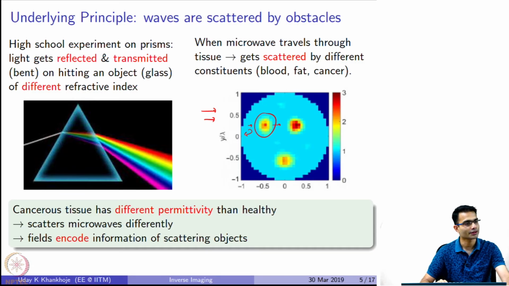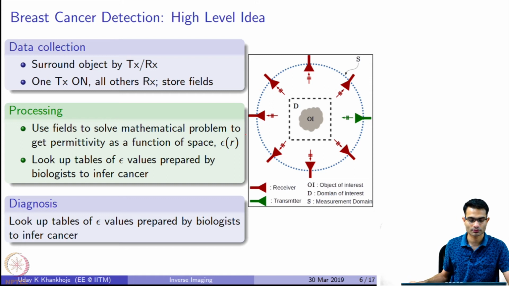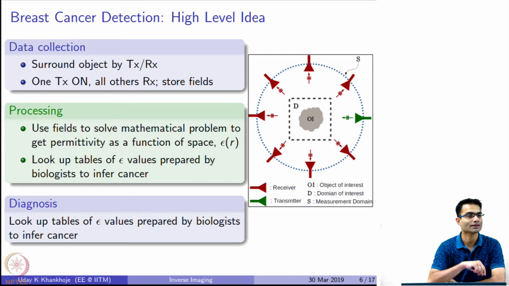Reflection will occur from healthy tissue also. Correct, right. So, he is right that reflection will happen anytime there is a change in refractive index, right. So, we will talk about how we will distinguish healthy and cancerous tissue. This sort of brings us to the setup for breast cancer detection. Okay. So, let us go over it step by step.